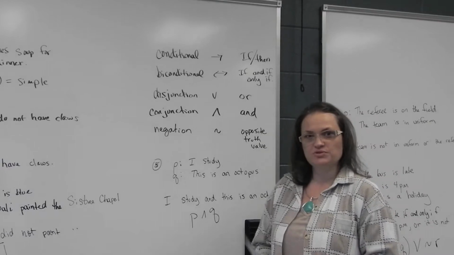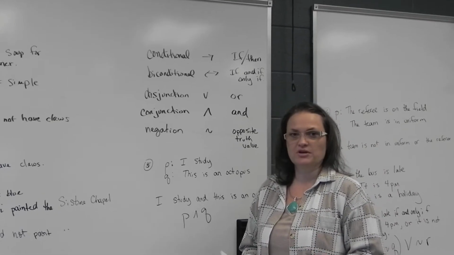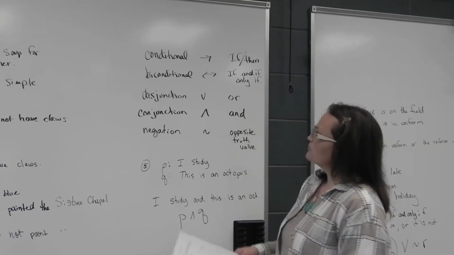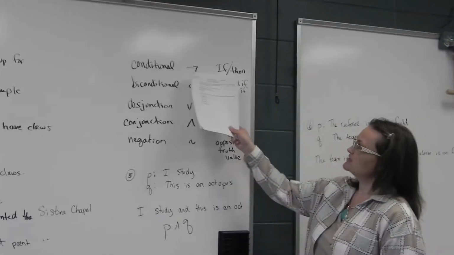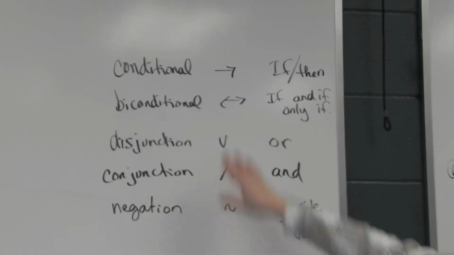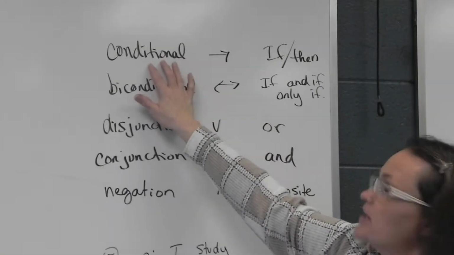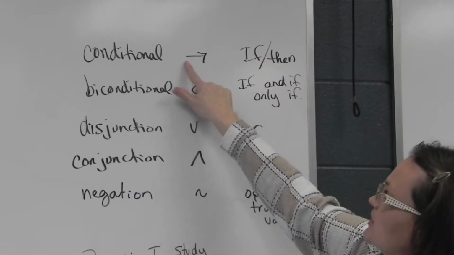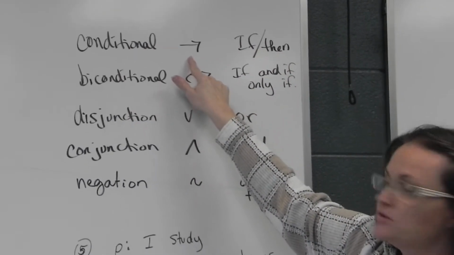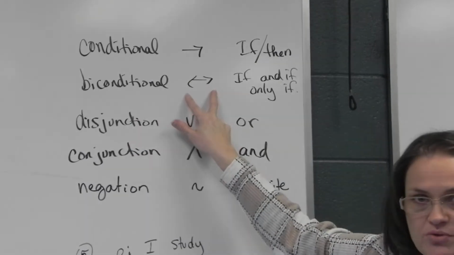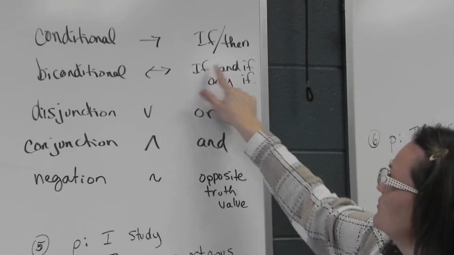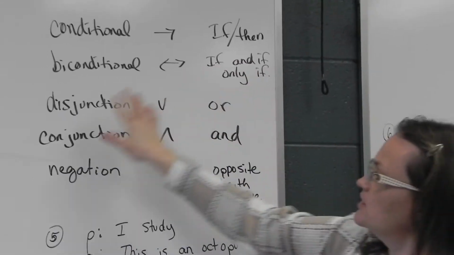Okay, class, I want to talk to you about one of the sections of your homework in the logic chapter. Some stuff that you need to know to make sense of this is these symbols. The first one, conditional. A conditional statement is an if-then statement. It looks like this in symbolic language. Biconditional has 2 arrows. It's said like if and only if something.